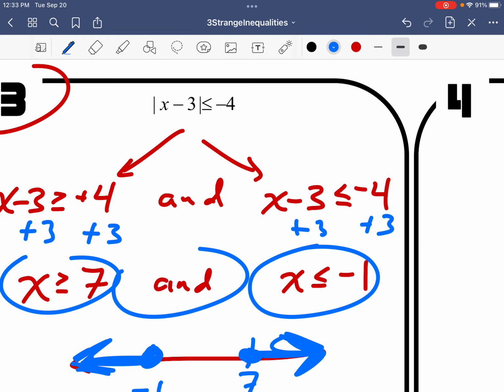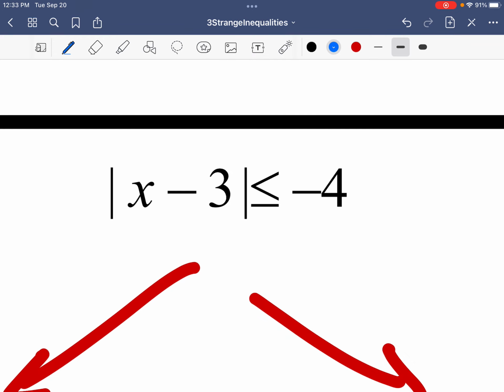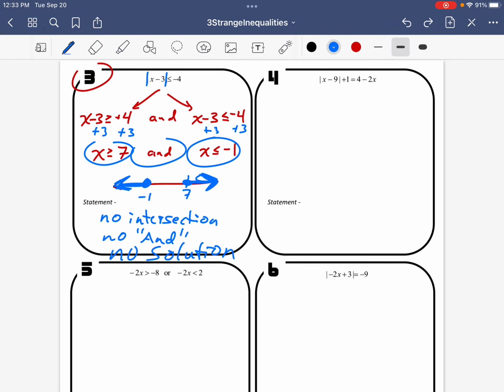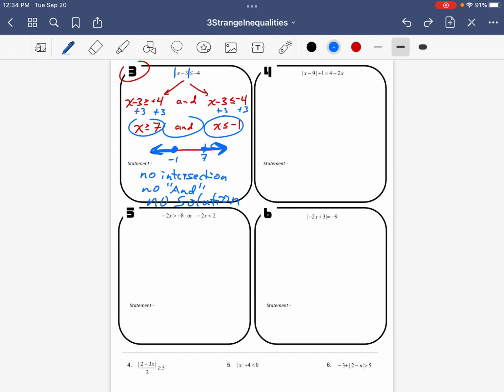Honestly, if you go back to the original problem, there's no way for absolute value to be less than a negative in the first place because absolute value is not allowed to reference a negative number when it comes to distance from 0. Okay, now you need to do the rest of them. We did 2 of them together. You need to do the rest. Look out for something strange.